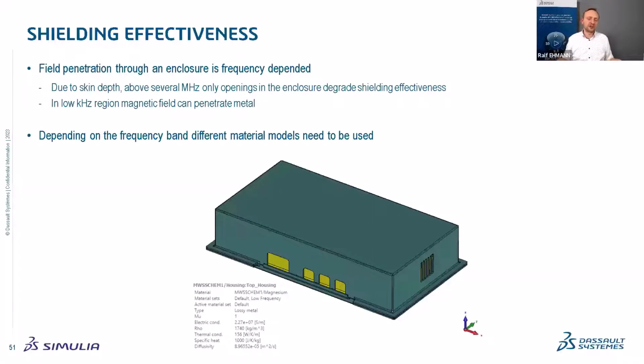At higher frequency, your field cannot penetrate. Starting at a few megahertz, the skin depth is so short that you have no field penetration. What matters are all the openings inside the enclosure where the field can leak, but there is no direct penetration through the metal. At low frequencies, for the magnetic field, you can have this kind of penetration, and it's a little bit tricky to model, because you don't want to resolve the skin depth, which is very small compared to the dimensions, using a mesh.